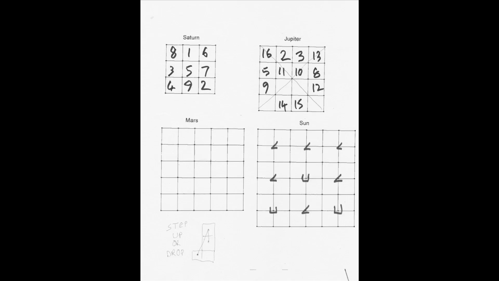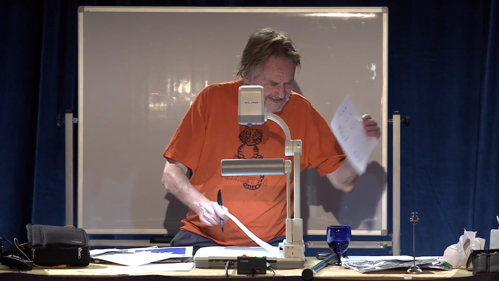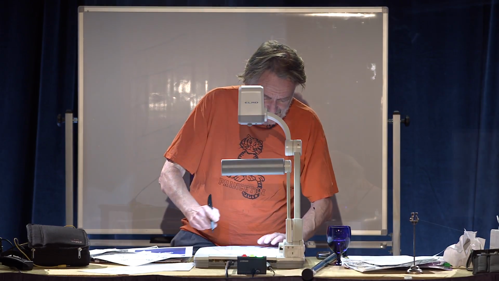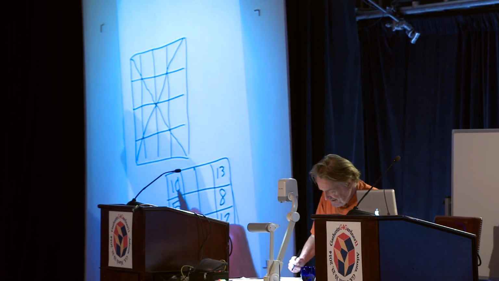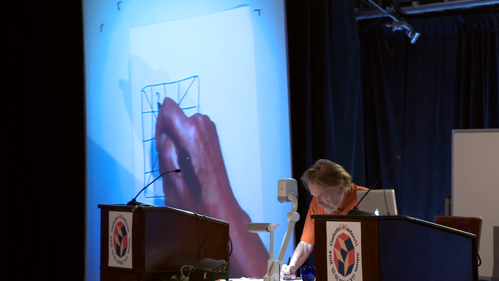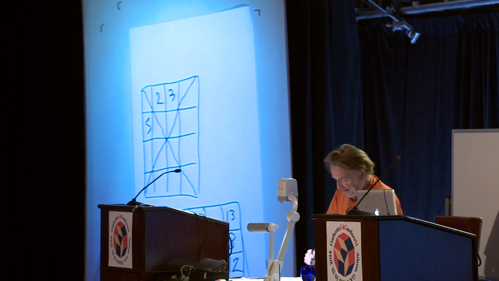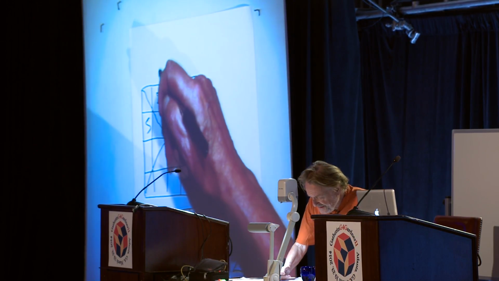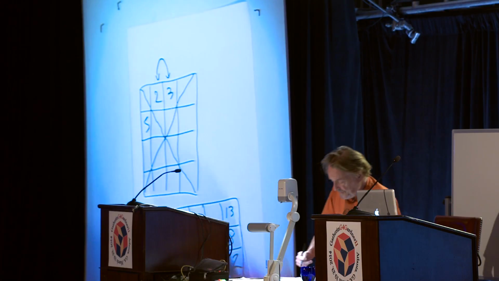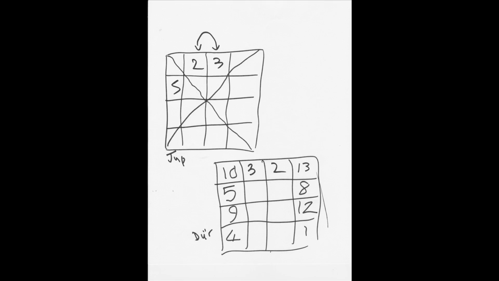Perhaps I'll just draw over here. By the way, this is the Jupiter square. I haven't filled this all in. 2, 3, 5, etc. But then if one swaps these two columns, we obtain the magic square that Jura had. So this, I'll call the Jupiter square, and this the Jura square.